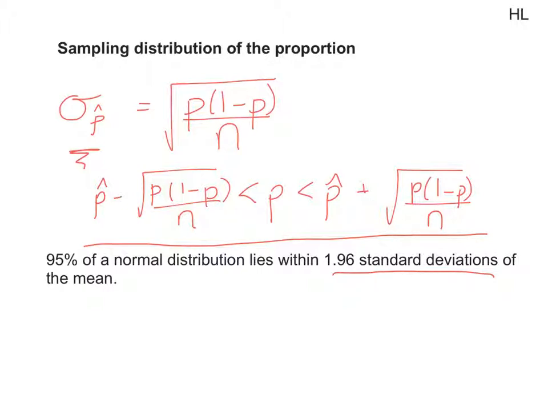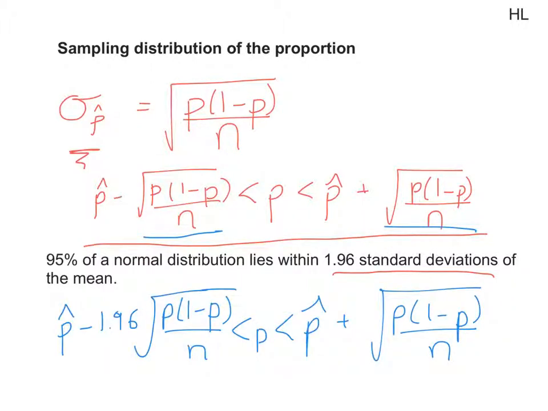If we wish to obtain a 95% confidence interval for our population proportion, we want to incorporate this 1.96 standard deviations. To do this, we multiply our standard error by 1.96. If we do this, we obtain the confidence interval as outlined in the blue writing. This is a 95% confidence interval for the population proportion using the sampling distribution of the proportion.